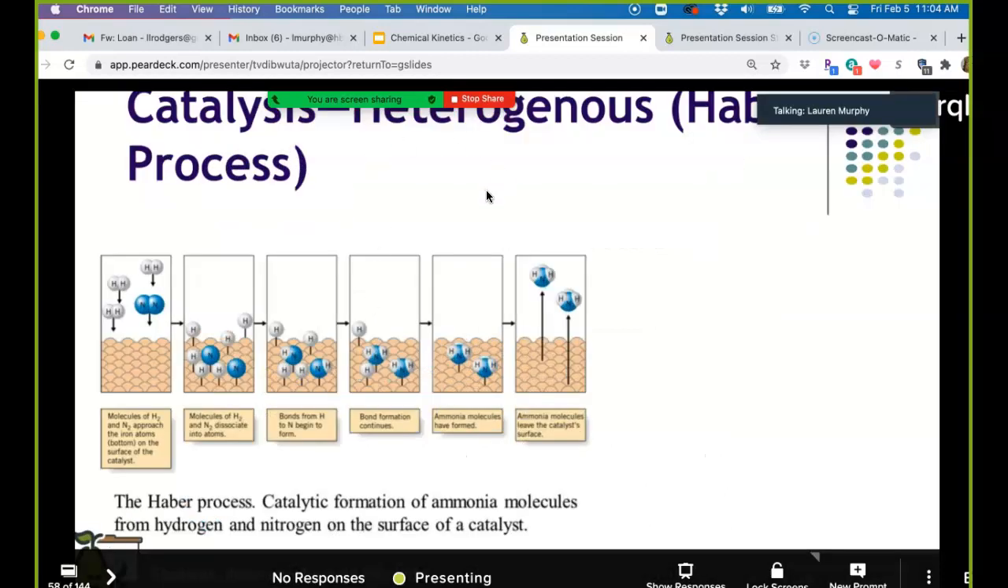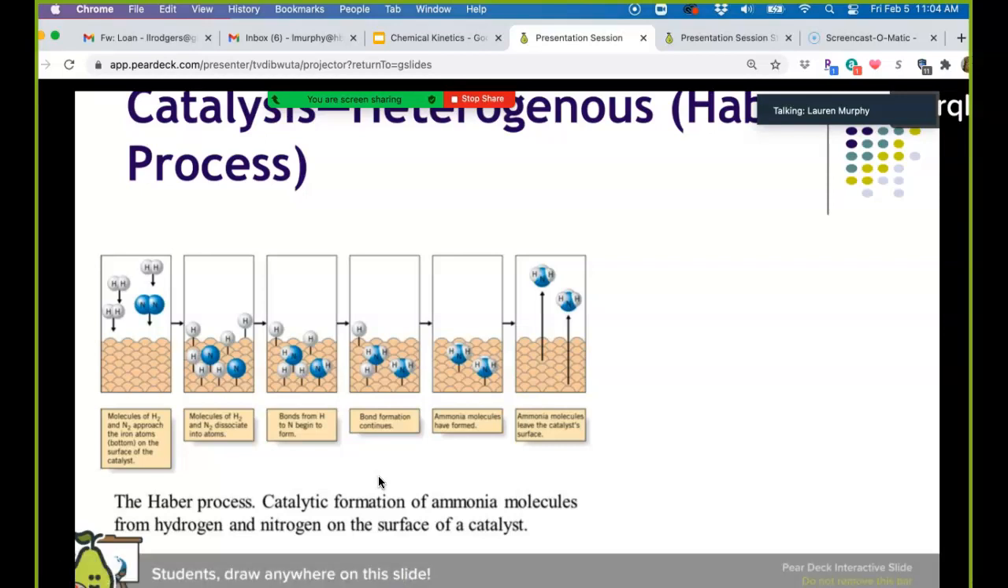A heterogeneous catalyst. So look at this. This is iron. Iron, we know, is a solid, right? It's a metal. And this is the Haber process where they take nitrogen and hydrogen to make ammonia. It is important that they speed it up. Ammonia is a main component in fertilizer. And what do we use fertilizer for? Basically to grow crops, our food sources, right? So they try to make ammonia fast.